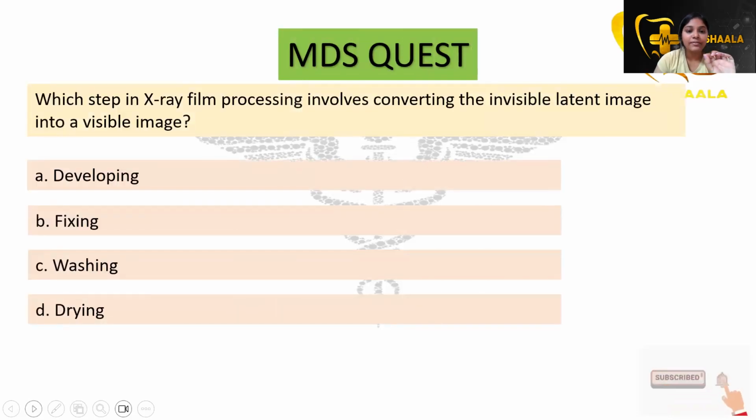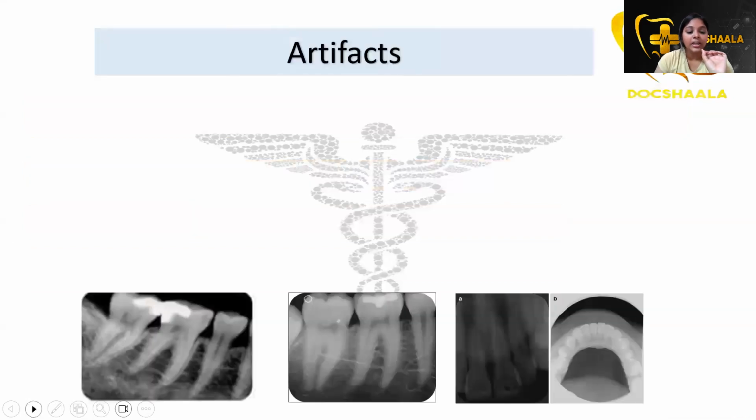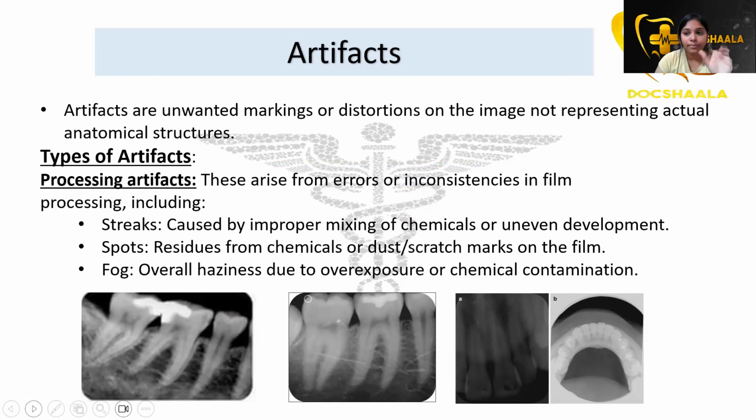Which step in X-ray film processing involves converting the invisible latent image into a visible image? It is developing. Okay, then coming to the favorite topic, that is artifacts. Artifacts are nothing but unwanted markings or distortions on the image, not representing any anatomical structure or pathological problem. So there are types of artifacts.